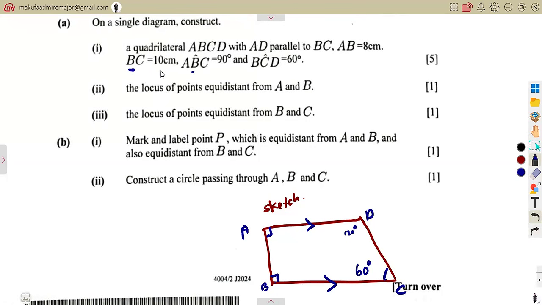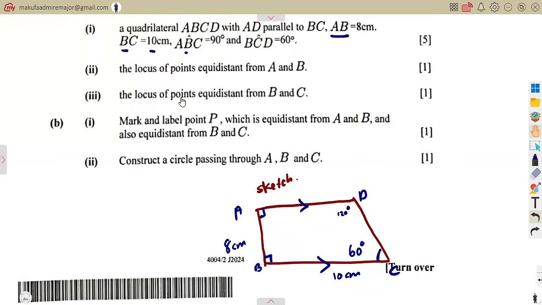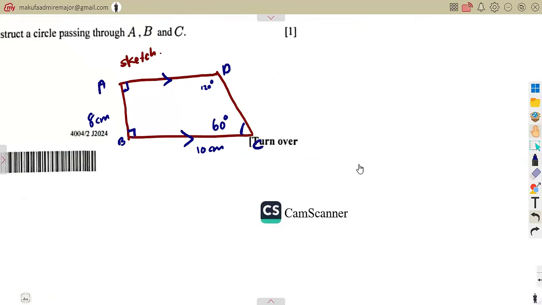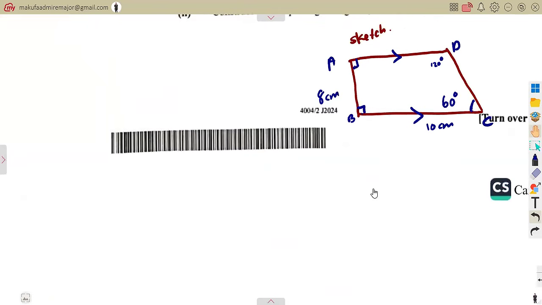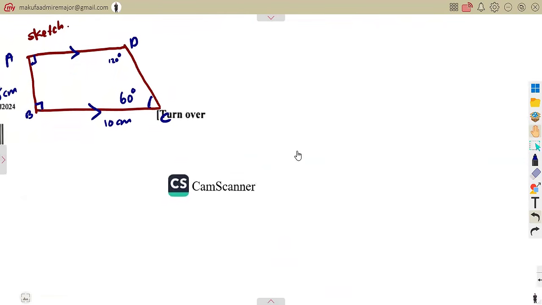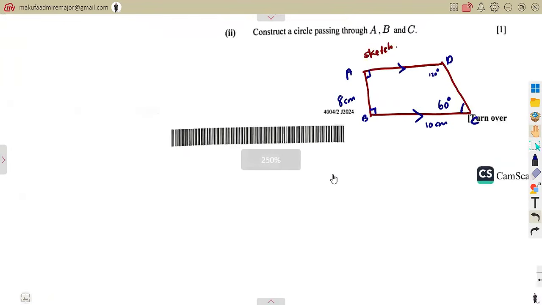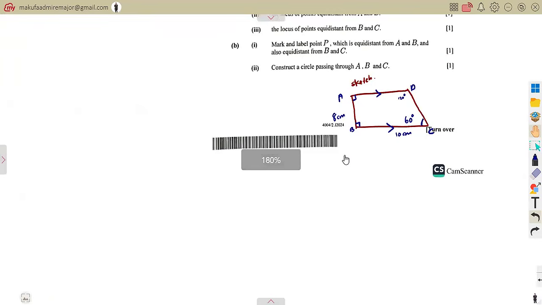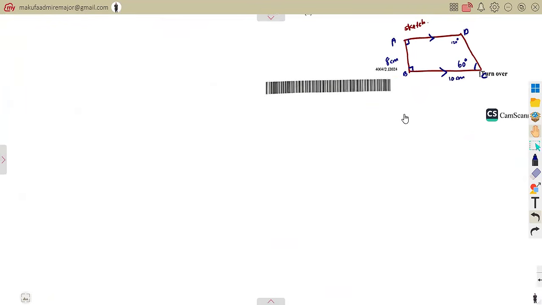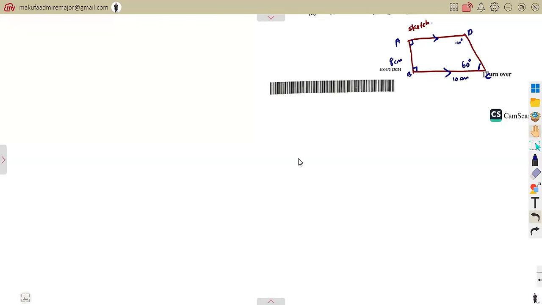So you're given BC is 10 centimeters, from B to C, 10 centimeters. And also AB, we are given this as 8 centimeters. So they are asked to construct this on a single diagram, 5 marks for all the constructions to be made. All right, I'm just going to hope this will work, guys. Let me just try have it this side. I'm just going to try reduce again because all these sketches and constructions, once affected, it's not going to be clear.